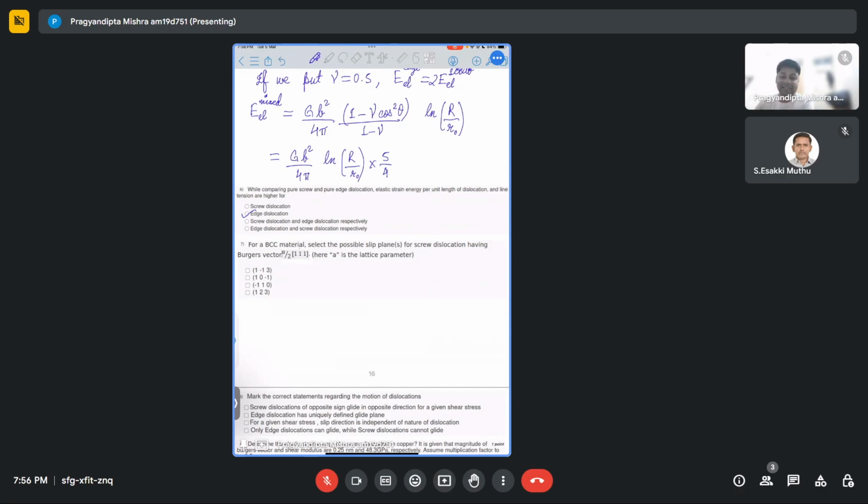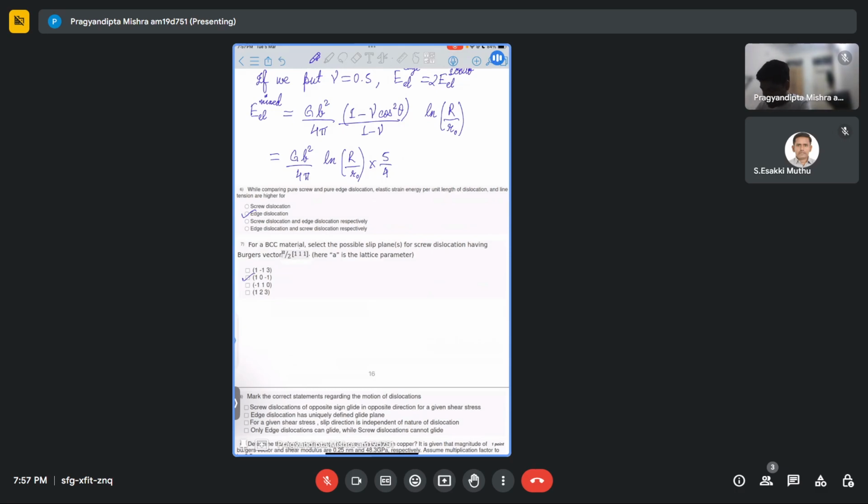Now, for glide to occur, the dot product of the Burgers vector and the slip plane normal should be 0. That is, they should be perpendicular, so the dot product should be 0. In which cases will it be 0? 1, 1, 1 times 1, minus 1, 3 will not be 0. 1, 0, minus 1 will be 0. So that one is correct.